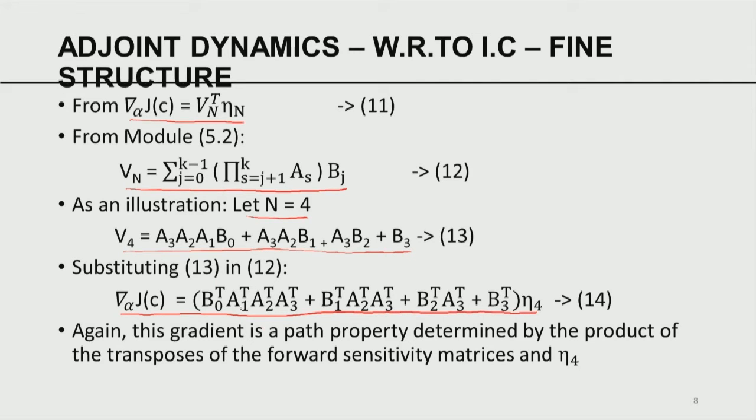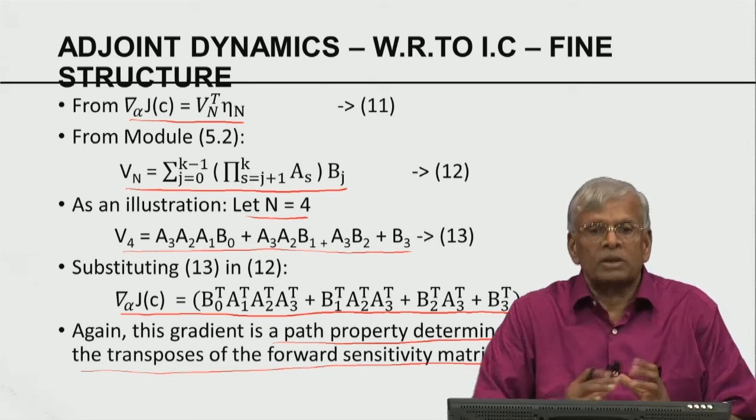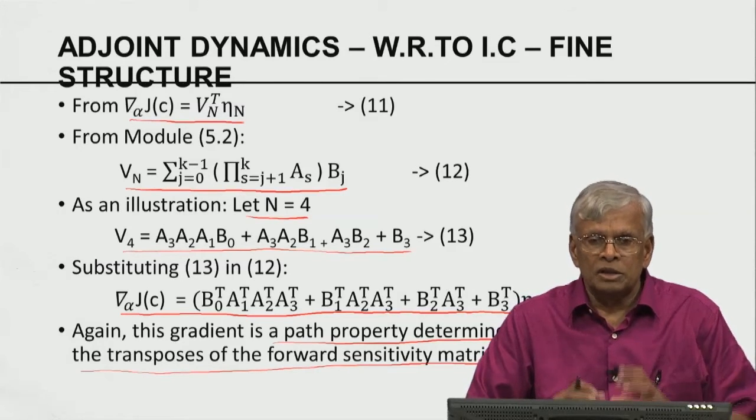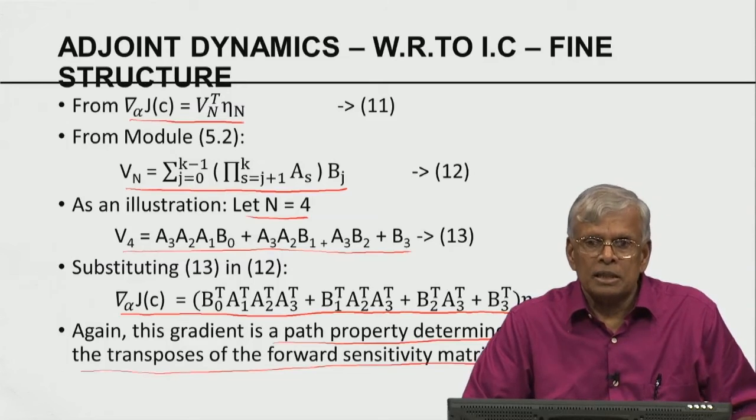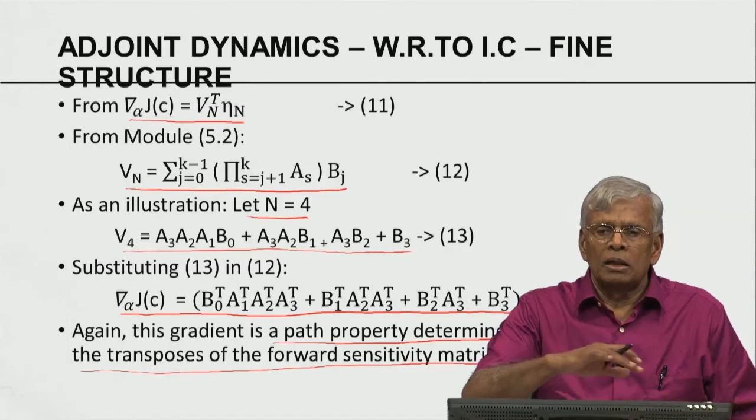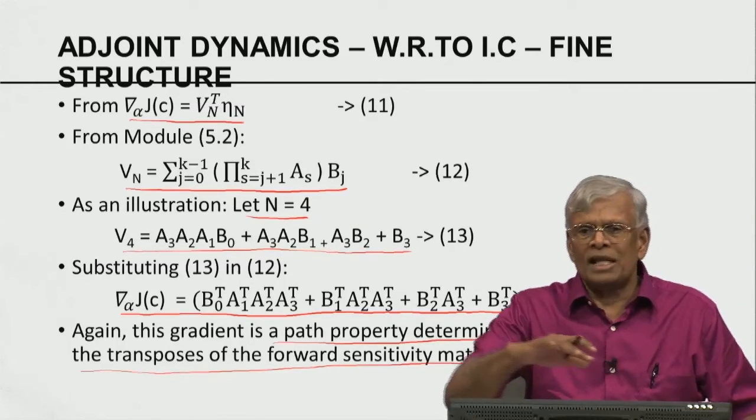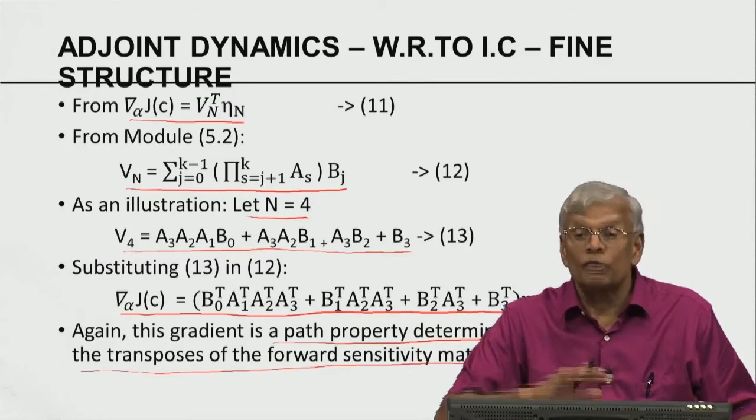Again, you can see it is a product of matrices, product of matrices, product of matrices. The whole thing is multiplied by eta 4. Again, this is the gradient. This gradient is a path property, determined by the product of the transposes of the forward sensitivities along the path with eta 4. So that is the important consideration. This reveals the importance of the Jacobian along the trajectory, along the forecast trajectory.